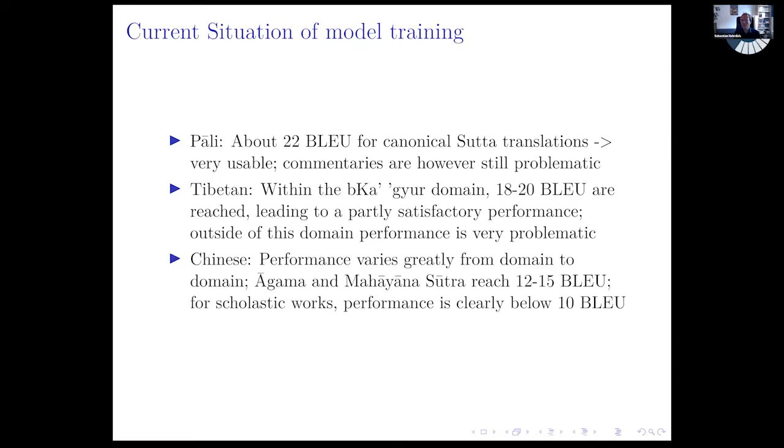For the Chinese, the situation is clearly that the performance varies really depending on the domain. So for Agama and Mahayana sutras, we get something between 12 and 15 BLEU. And from my own impression, I would say there are really longer stretches of these texts that are actually quite usable in the translation. So it really works out well at times, sometimes not so well. But if we turn to scholastic works, Abhidharma texts, Yogacara texts, we drop clearly below 10 BLEU. And this is also not yet at the point where we could really offer this to users and expect them to make good use out of it. I think it's still not there. It's slowly getting there, but for scholastic texts, we still have a lot of problems.